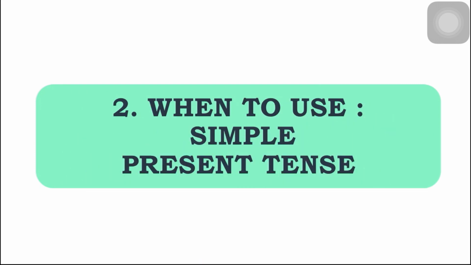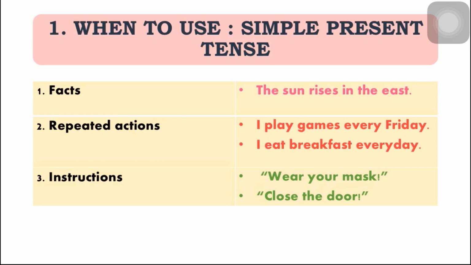Moving on, we will learn when to use simple present tense. There are three ways that we can use simple present tense. The first one is fact. When we're telling a fact, for example, the sun rises in the east. We know that this will not change yesterday, today, or tomorrow. The sun will not rise in the east today and rise in the west tomorrow. So we know that this is a fact. When we know that this is a fact, we need to use simple present tense.